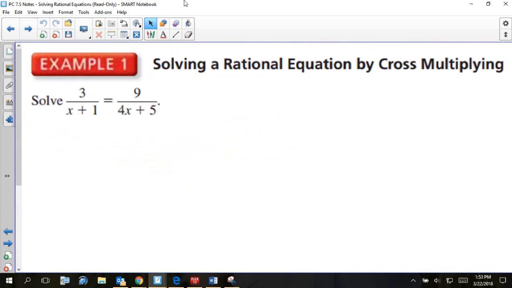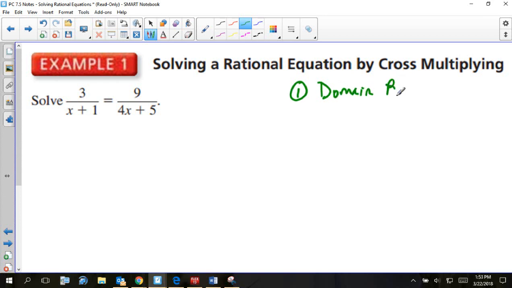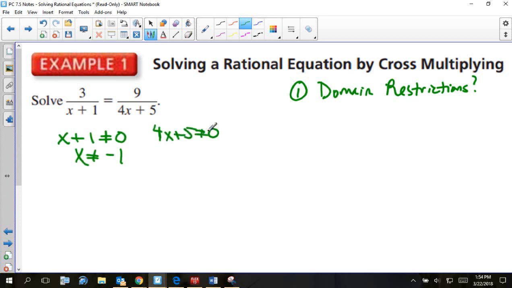So here's our first example. We've got 3 over x plus 1 equals 9 over 4x plus 5. The first thing that we're going to do is look at this and say, we're trying to solve for x. Is there anything that x cannot equal? Well, x plus 1 cannot equal 0, so x cannot equal negative 1. And 4x plus 5 cannot equal 0, so x cannot equal negative 5. That's step 1. What can x not equal?